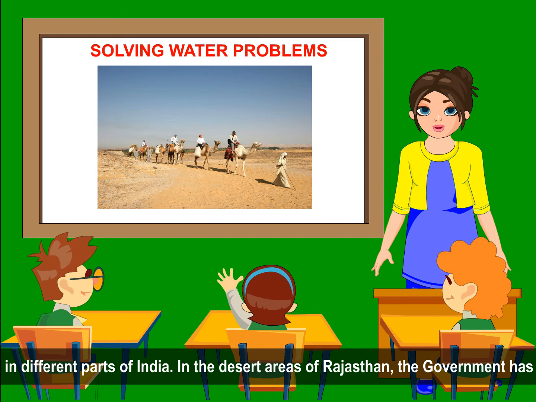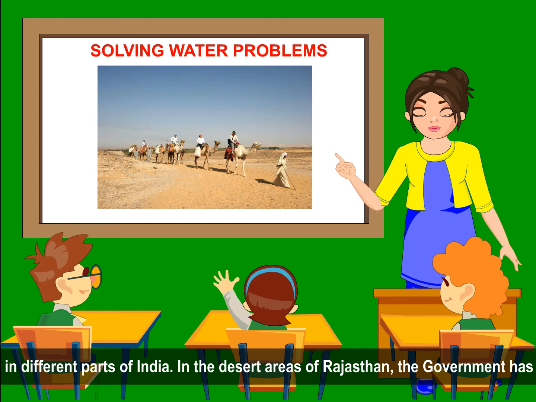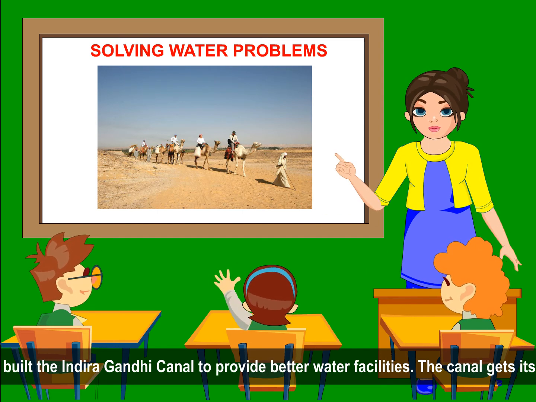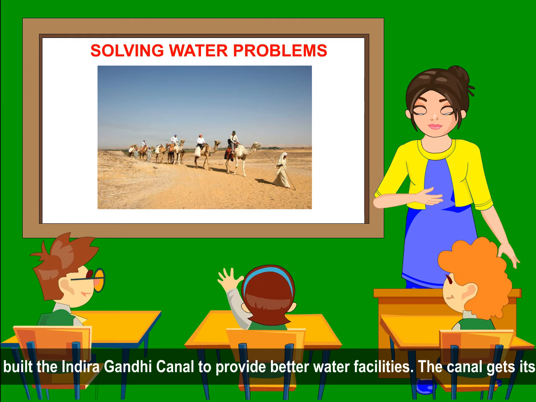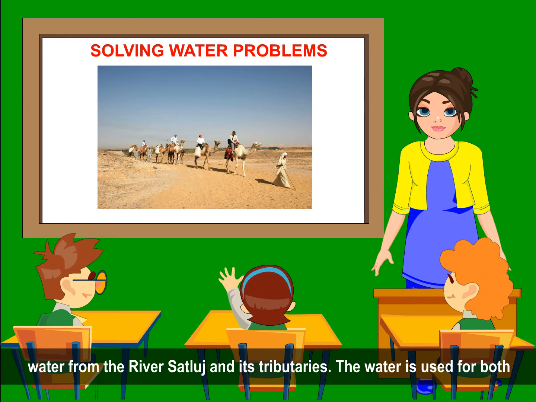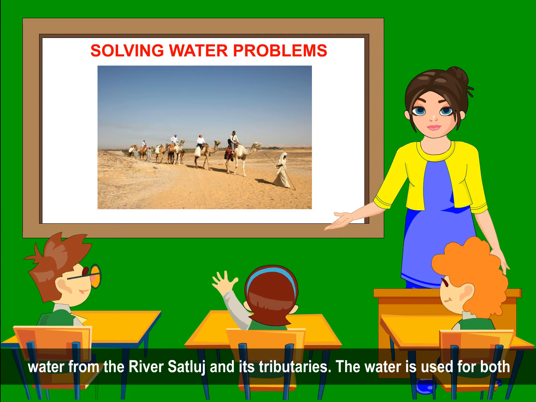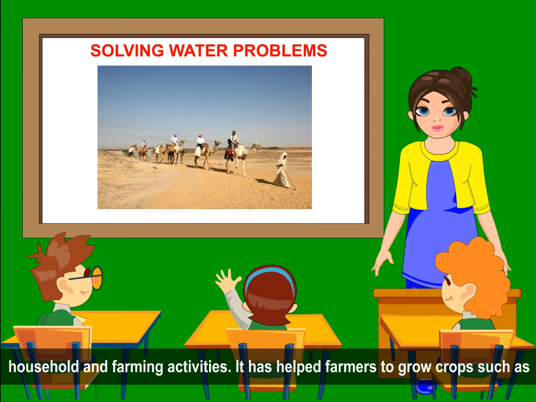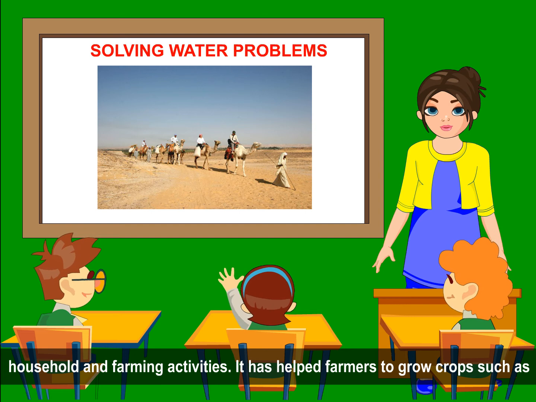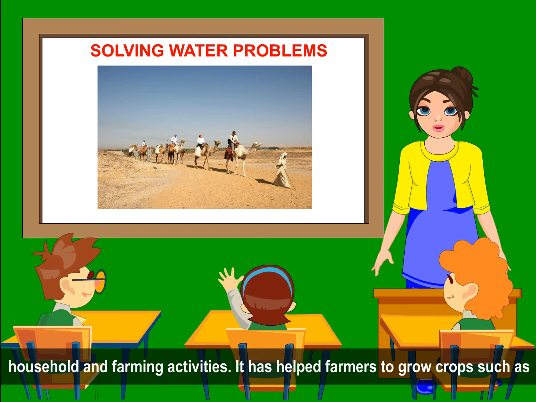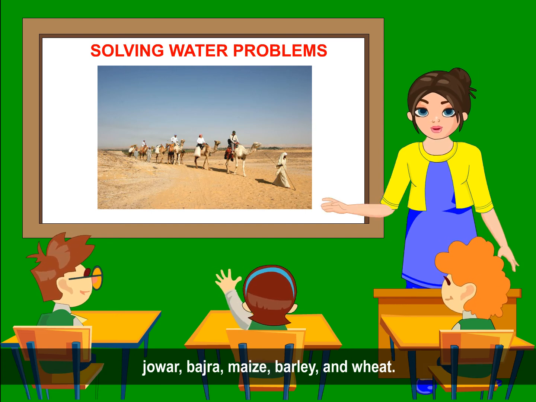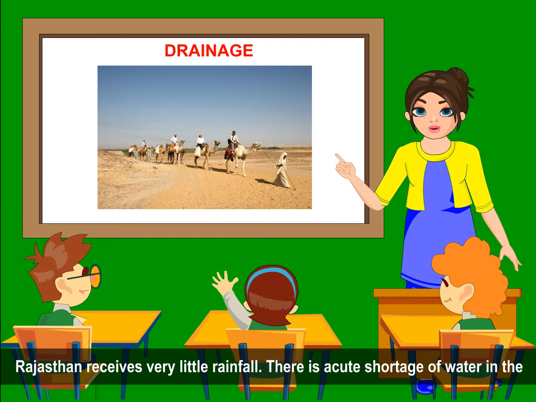In the desert areas of Rajasthan, the government has built the Indira Gandhi Canal to provide better water facilities. The canal gets its water from the river Satluj and its tributaries. The water is used for both household and farming activities. It has helped farmers to grow crops such as jowar, bajra, maize, barley and wheat.